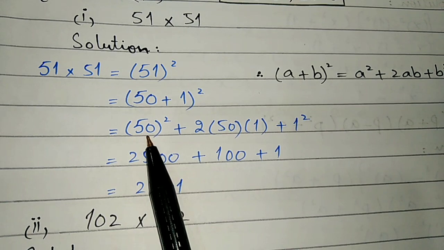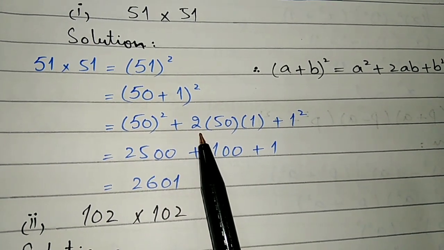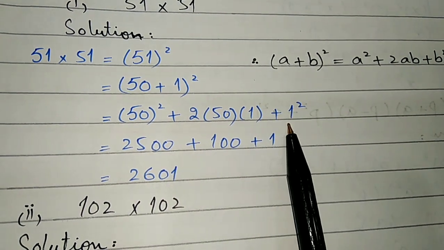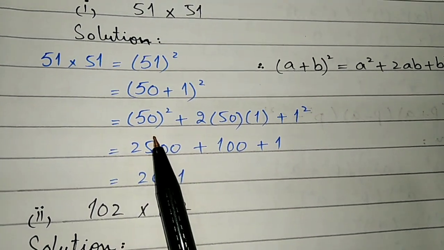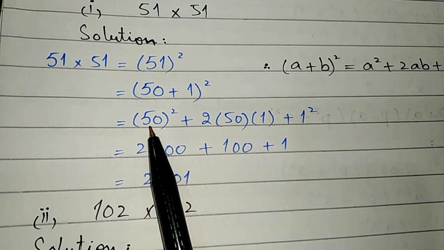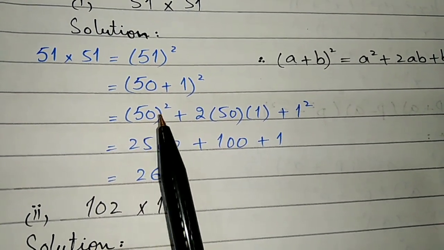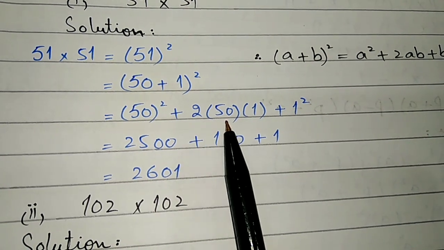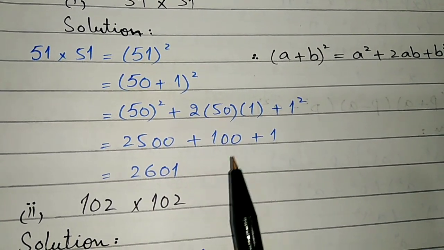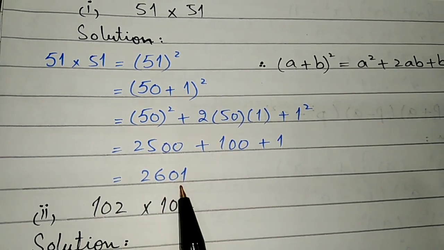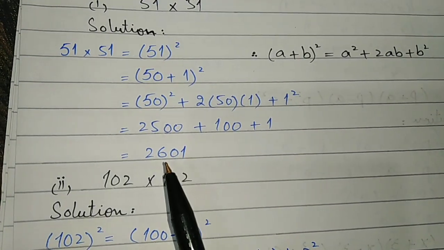That means 50 square plus 2, according to the formula, 50 in the first bracket, 1 in the second bracket, and the square of the second term, that is 1 square. 50 square is 2500, like 5 square is 25 and the square of 0 is 0. So 50 square is 2500 plus 2 times 50 times 1, that is 100, plus 1 square is 1. After addition you will get 2601. This is the required answer.